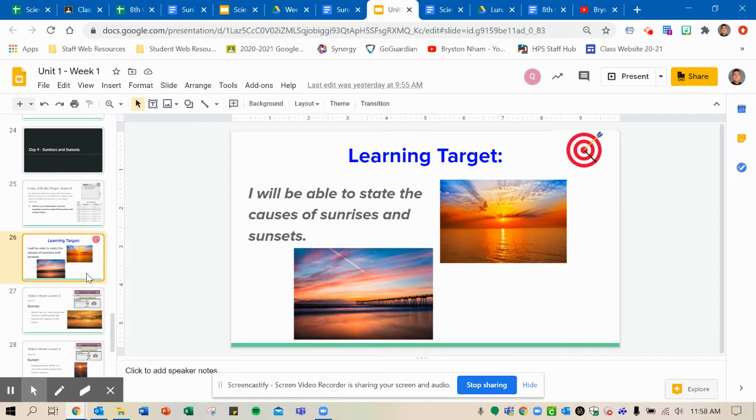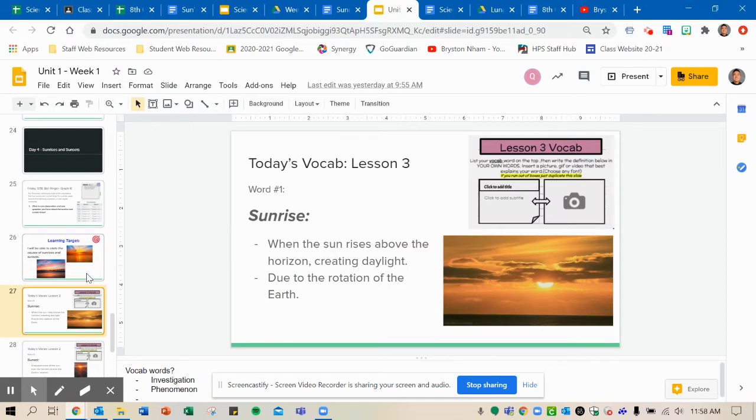Guys, your learning target for today is you'll be able to state the causes of sunrises and sunsets. We know they happen. Every day we see it, the sun rises in the east, sets in the west. Why? And why does that happen?